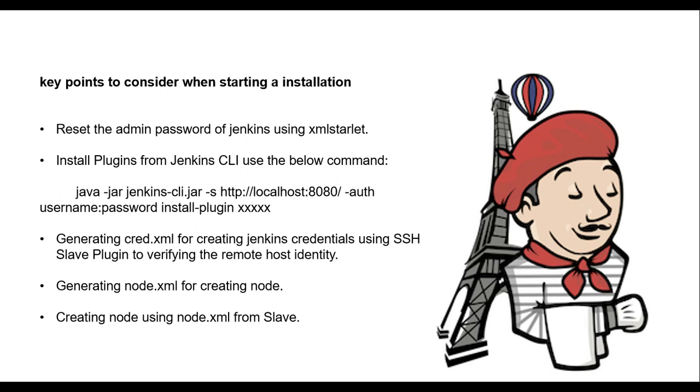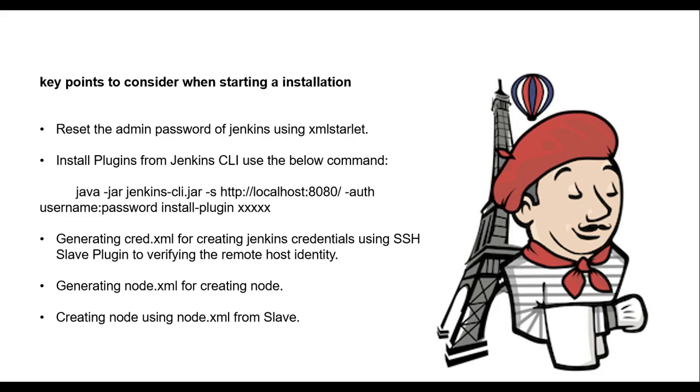Here you have to manually pause the authentication of Jenkins, otherwise you will not be able to install the plugin. Next, I'm creating the Jenkins credential for validating the remote host. Here I provide the username of the destination as well as the private key for the server. Next, I'm creating the node.xml file. The node.xml file will contain the node information along with the credential information. Later on, I'm executing the node.xml file from the slave machine. It will generate the node server.